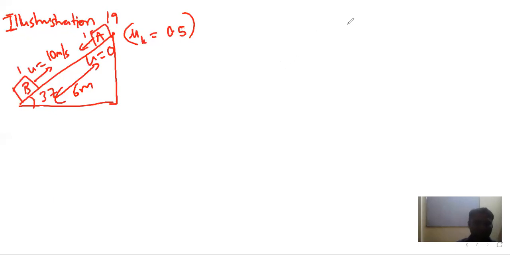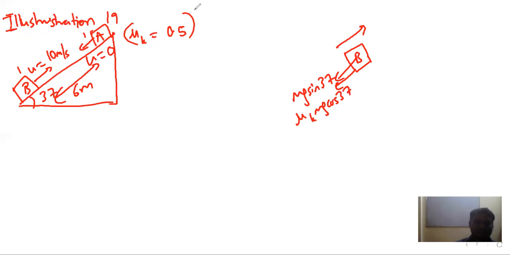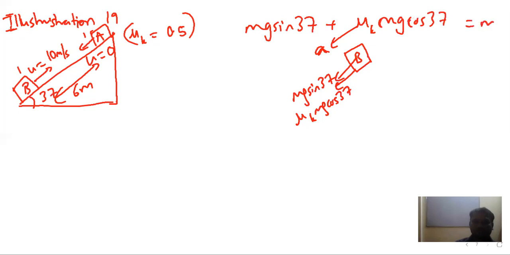In this case, let us draw the free body diagram of B. Of course, on B we have one force, which is mg sine 37 in the downward direction. Because B is moving up, friction will be down the incline. It will be mu n, which is mu k into mg cos 37. Then we will have the deceleration of the block in the upward direction, so acceleration will be in the downward direction. From this I can say mg sine 37 plus mu k into mg cos 37 equals ma for block B. So m cancels on both sides. Retardation in the upward direction, acceleration in the downward direction, comes out to be g sine 37 plus mu g cos 37.